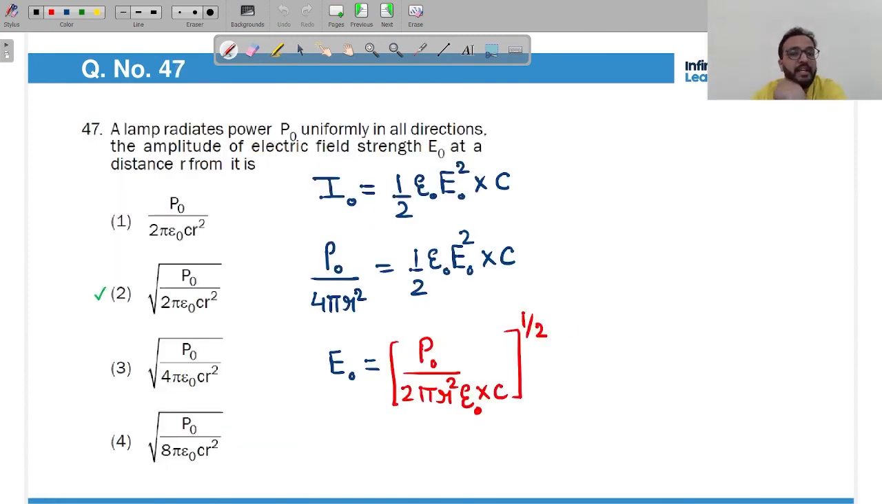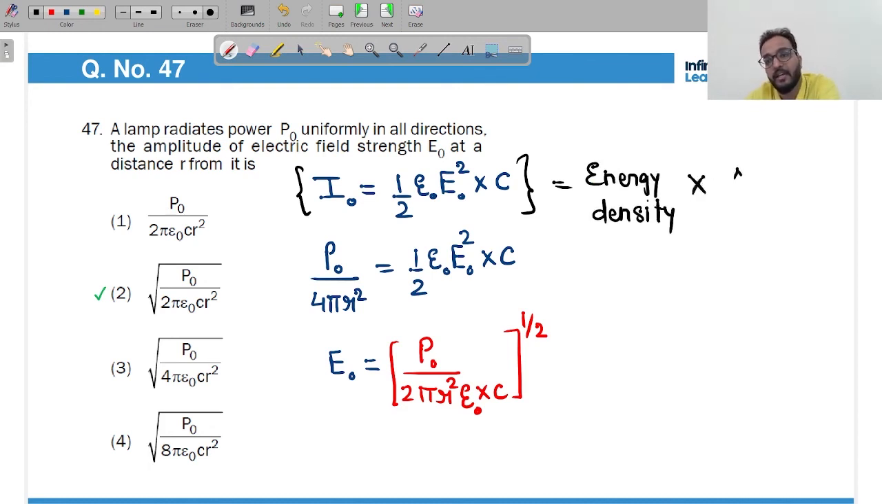47. A lamp radiates, now this is a very important thing. See, overall intensity is energy density into speed of light. Remember, intensity is always energy density into speed of light. I will write down here: energy density into speed of light. This is very important, right? This is the formula for intensity of electromagnetic wave.